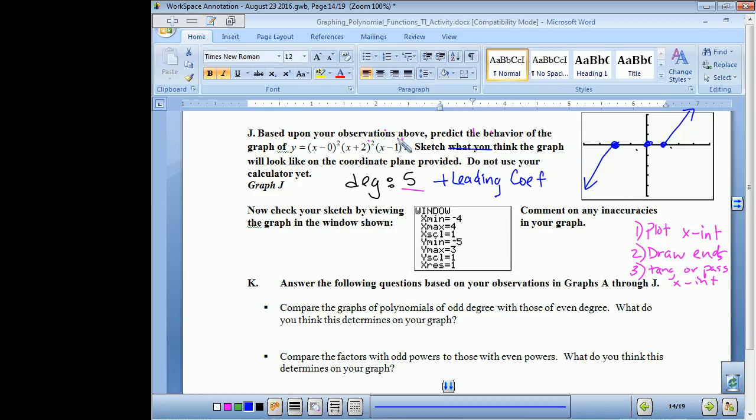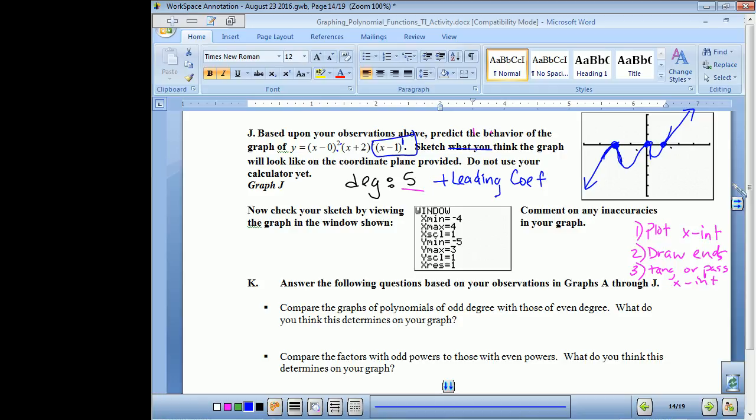Now, let's talk about what's happening at these roots. Let's look at -2 first. This factor is raised to an even power. So what does it do at this x-intercept? Bounces. Okay, now let's look at 0. How do you know it goes down? Because it bounces, that's the only thing it can do. Okay? Now this one, 0, is also going to bounce. So we got to go back up so we can bounce back down. And then at +1, it is the first power, so it's going to pass through. It's all bouncing.